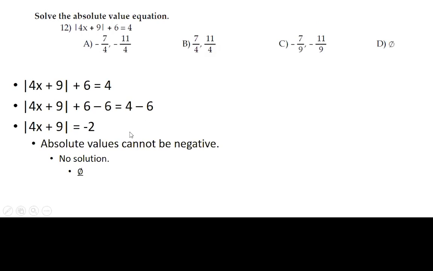You don't go through all the steps of solving. What happens is when you start by subtracting 6 from both sides, you get the absolute value of 4x plus 9 is equal to -2. Absolute values can never be negative. Absolute values are always positive. So there is no solution. The empty set is the answer for this one.